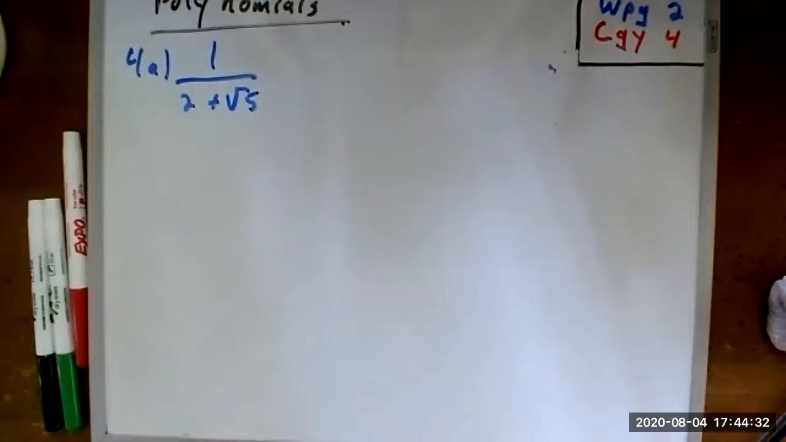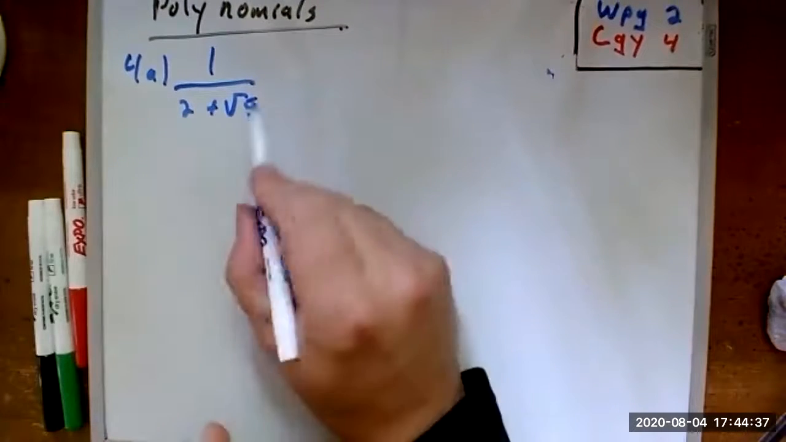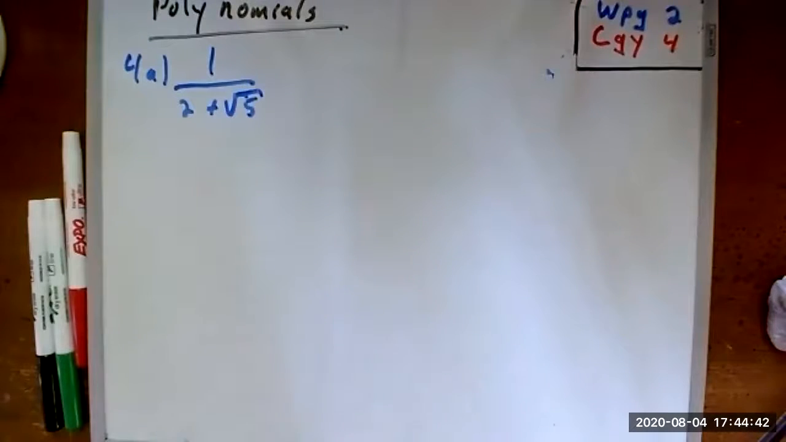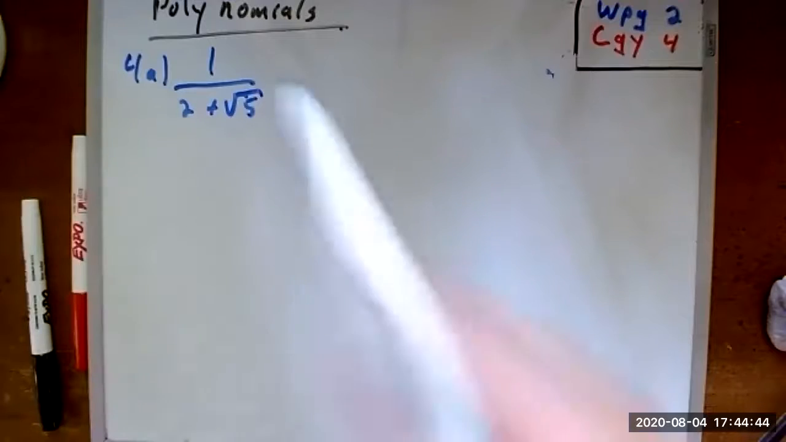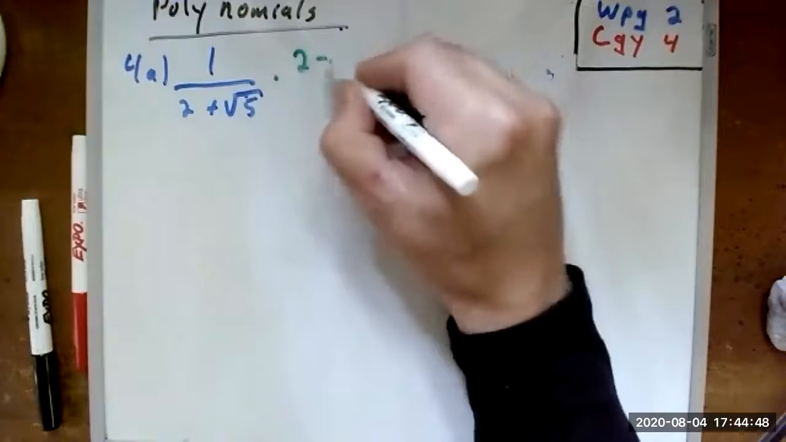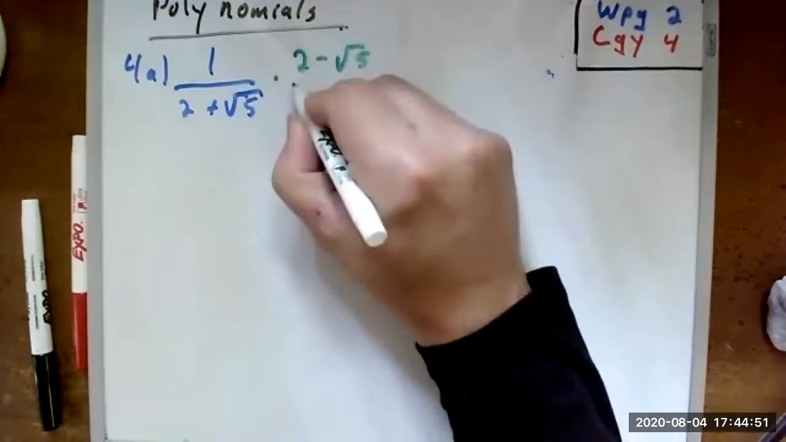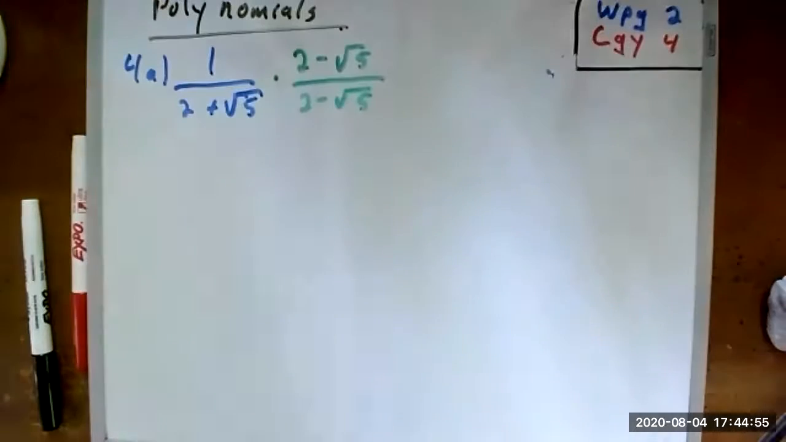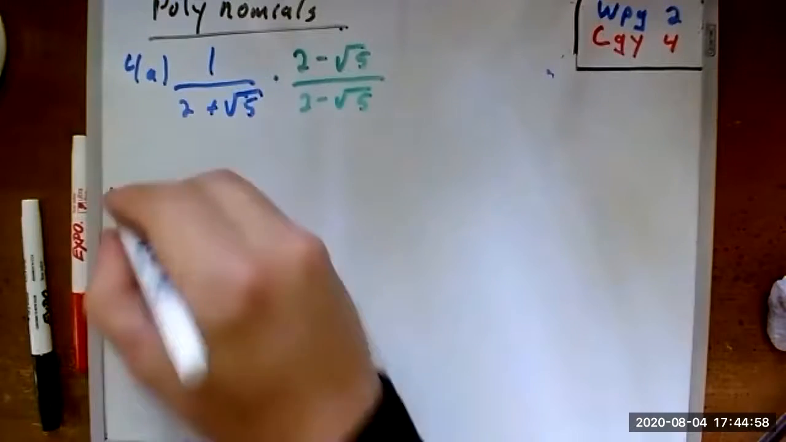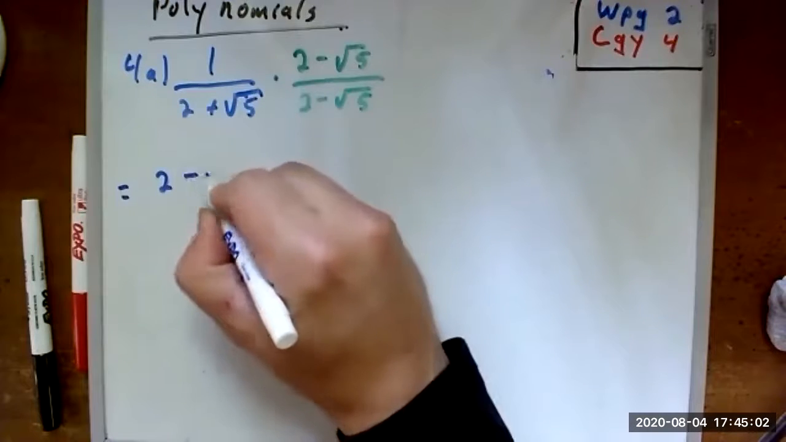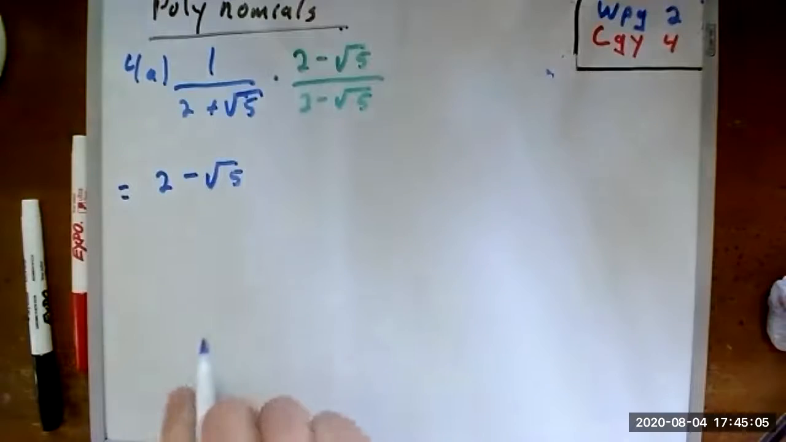So, question 4A, 1 over 2 plus root 5. And of course, with this, we're not allowed to have our square roots on the denominator, no radicals in the denominator. So when we go to simplify this, always take your denominator, change the sign, and that's all you need to do. And then do the multiplication.